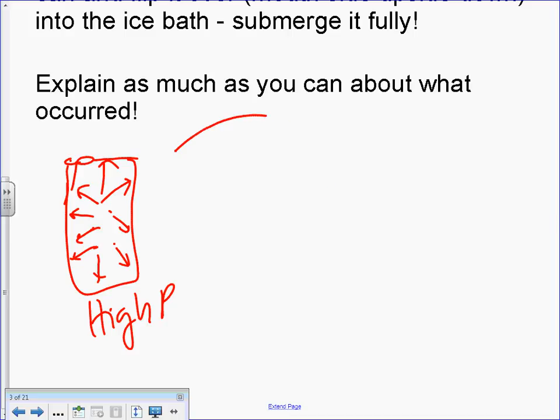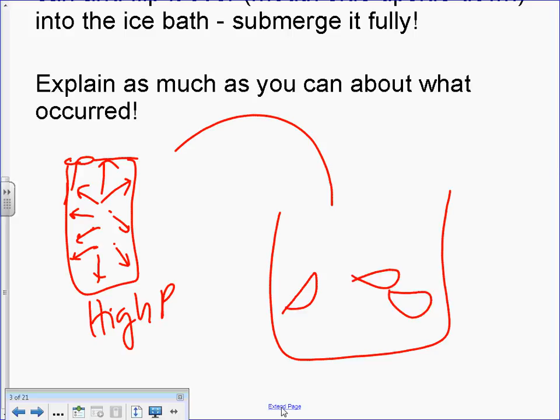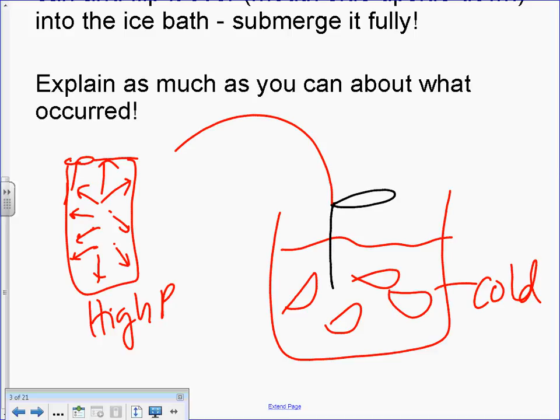And then we dumped it into this cold ice bath. Okay, here's our ice. And this is really cold. Well, if this is really cold and you put the can in there upside down, Melanie said the air rushed out. But it can't because we inverted it, right? So we inverted it, and that's the opening of our can there. The air couldn't really get out. It doesn't really bubble itself out.